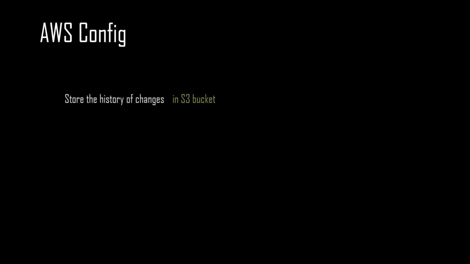Let's understand this with an example. So let's say there is a new Amazon EC2 security group and that is associated with an Amazon EC2 instance, then AWS Config records the updated configuration of both the security group and the Amazon EC2 instance.